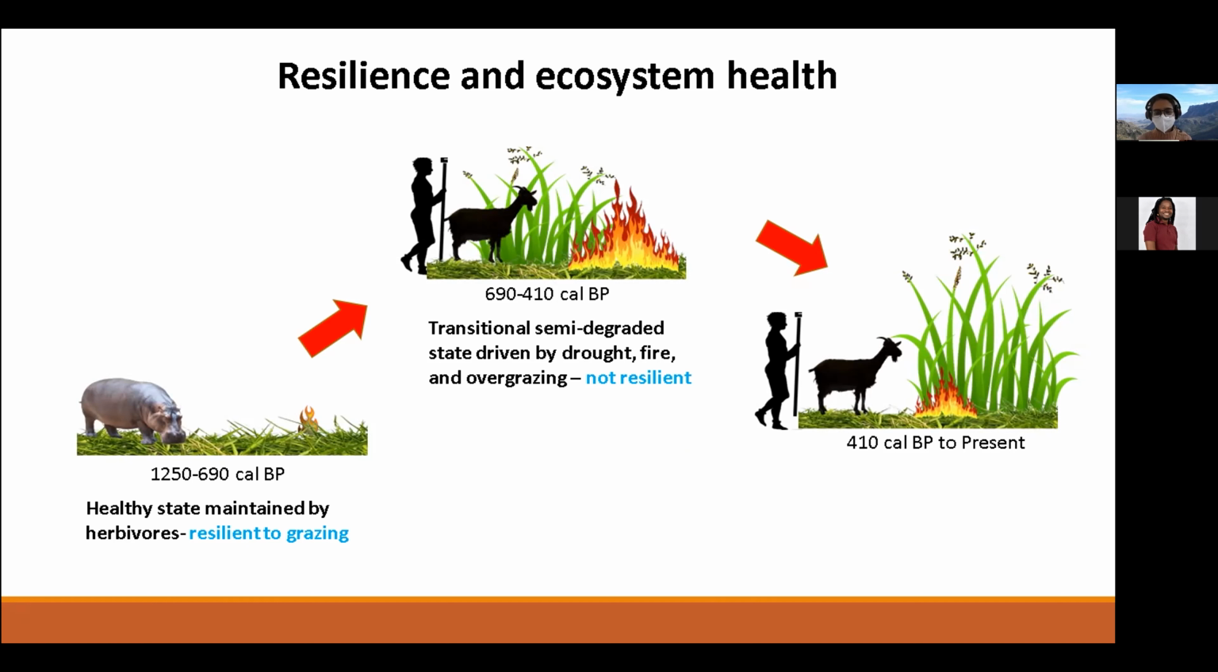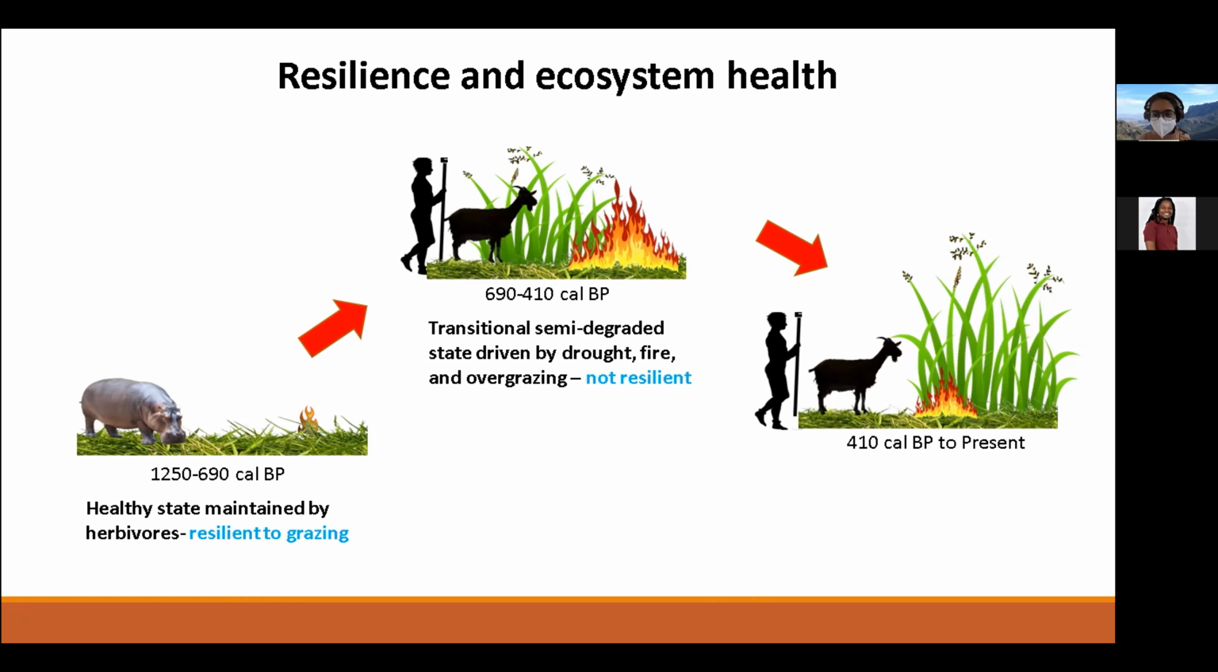So I haven't looked at those samples yet, so I cannot comment, because there's not much work that's been done combining phytoliths, dung fungal spores, and charcoal at that deeper time. So that's what I'll be trying to do next.